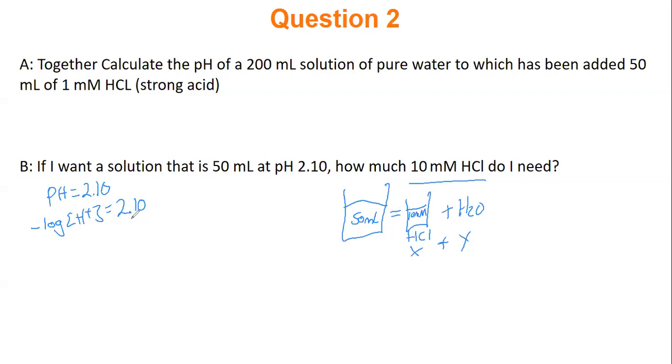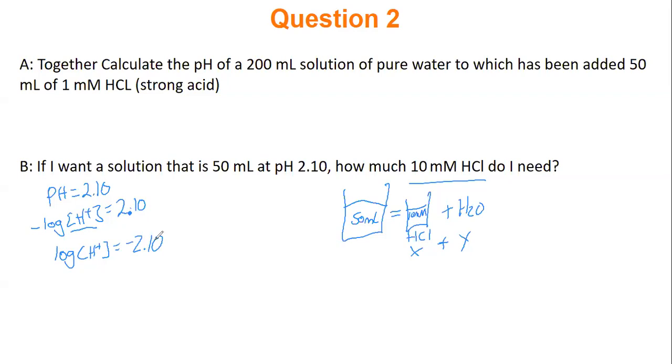So minus log H plus equals 2.10. Now, the first thing we do is we get the negative sign and we move it to the other side of the equation because I want to get my H plus alone. So log of H plus equals negative 2.10.